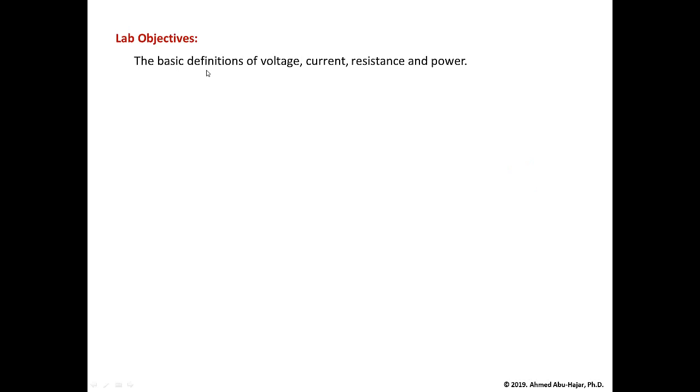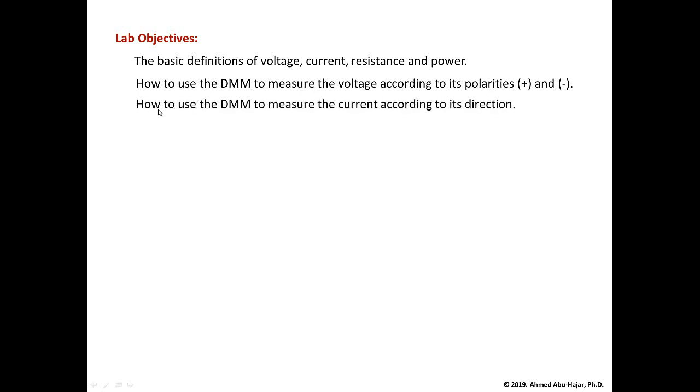So students need to learn the basic definitions of voltage, current, resistance, and power. The students need to learn how to use the DMM, Digital Multimeter, to measure the voltage according to the voltage polarities. Students also need to learn how to use the DMM to measure the current according to the current's direction.